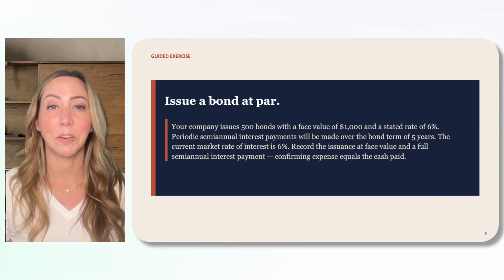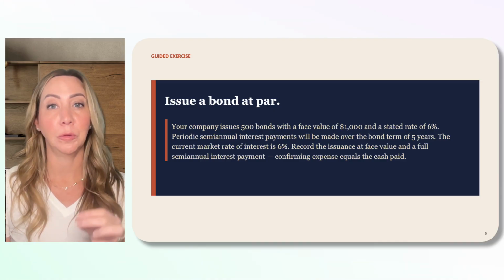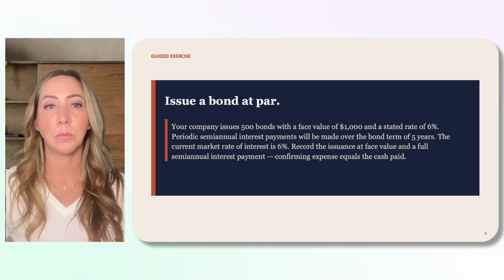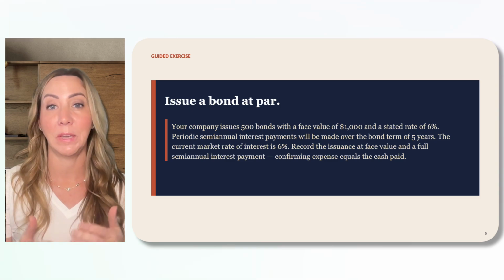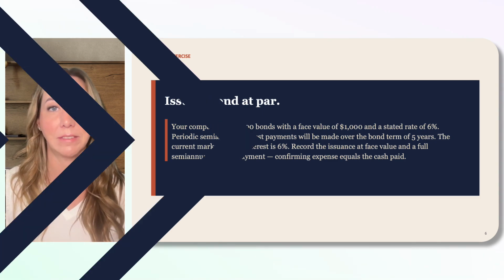Let's record one together. Imagine your company issues 500 bonds at their face value of $1,000. We can also say that the bonds were issued at par. That means that the stated rate must equal the market rate, and we're able to sell these bonds for the exact amount we intended to when we drew up the contract.